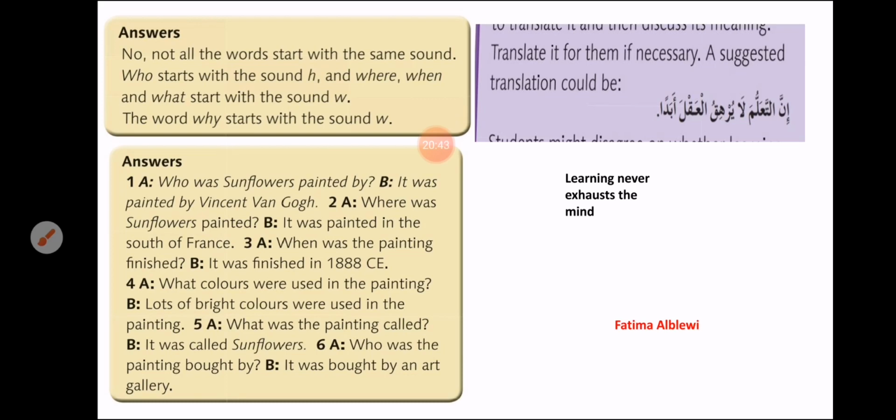Speaking, now in pairs, ask and answer questions in the past passive about Van Gogh's painting of sunflowers. Use by when necessary. Who was Sunflowers painted by? It was painted by Van Gogh. Number two, where was Sunflowers painted? It was painted in the south of France.